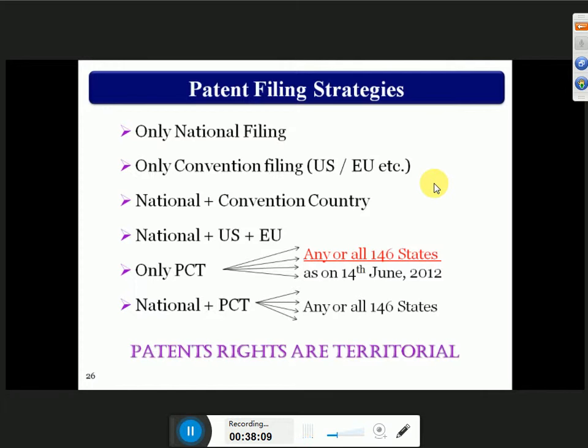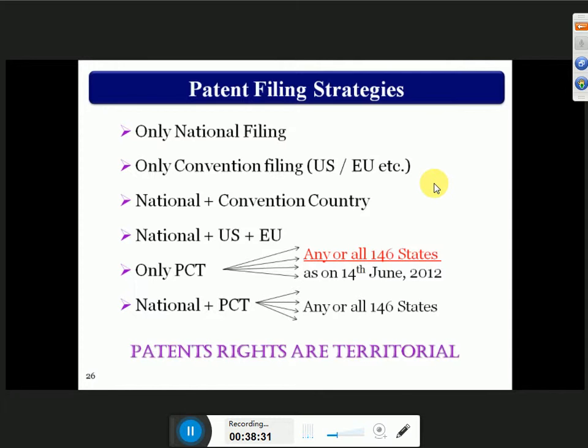Then patent filing strategies are, you can go for only national filing. That means from India you can file in India. You can file the conventional filing in US or Europe. You can file the national plus conventional countries. You can file in all three countries.